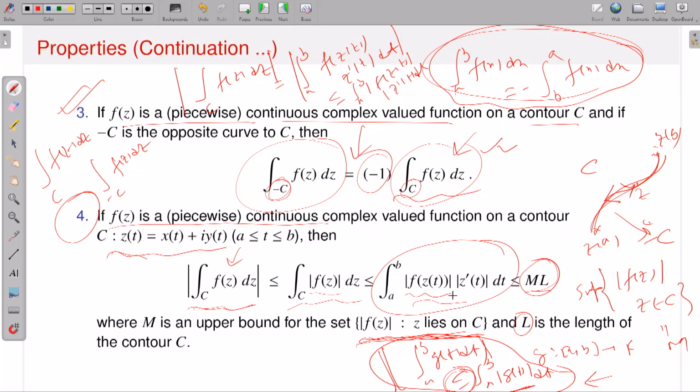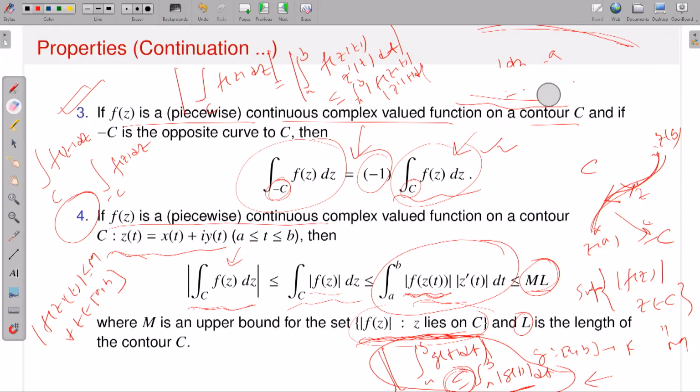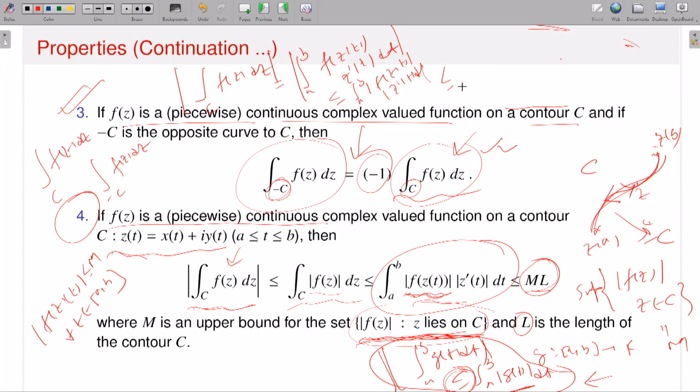But now what is that? f(z(t)). Now if t runs from a to b, z(t) runs over the contour C. So this is nothing but |f(z)|, z lies on C, and suppose this supremum is M. So I can say that |f(z(t))| is dominated by M for all t inside [a,b]. So because of this fact, this is less than or equal to M times the integral from a to b of |z'(t)| dt.